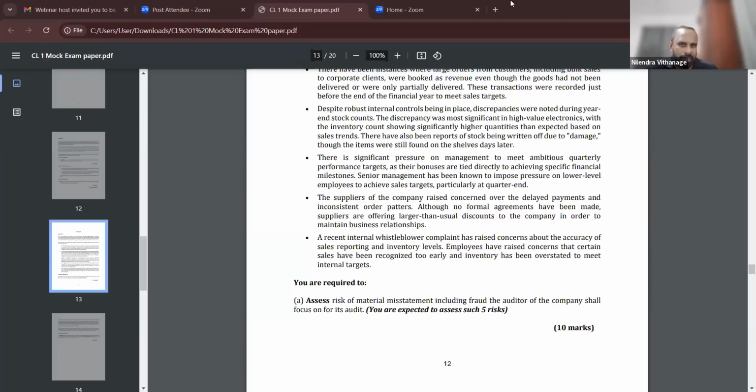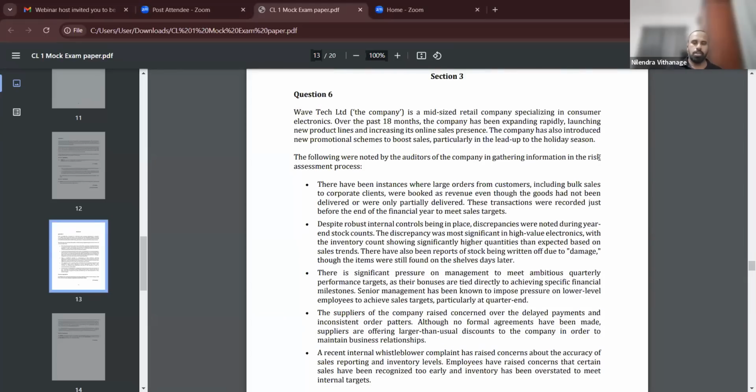SLAUS 315, 330, and fraud, 240. Very good, guys, right? 240, 200, 315, 330. Take a good look at the standards. So we have to assess the risk of material misstatement, including fraud. Students, when I say risk of material misstatement, what are those risks?